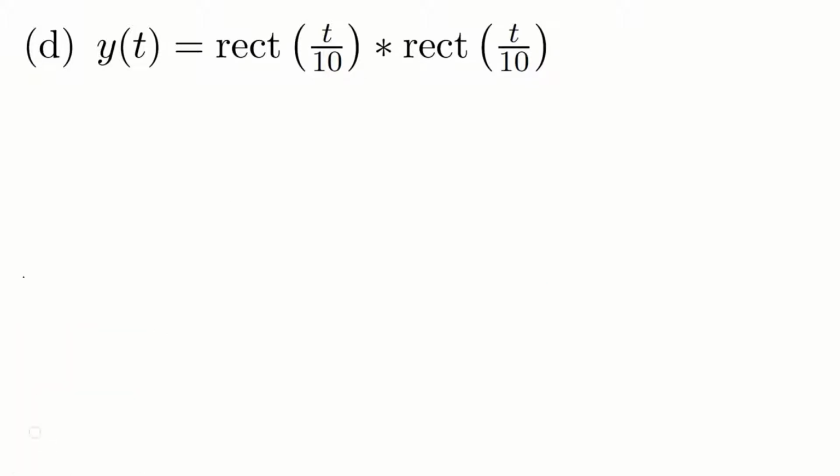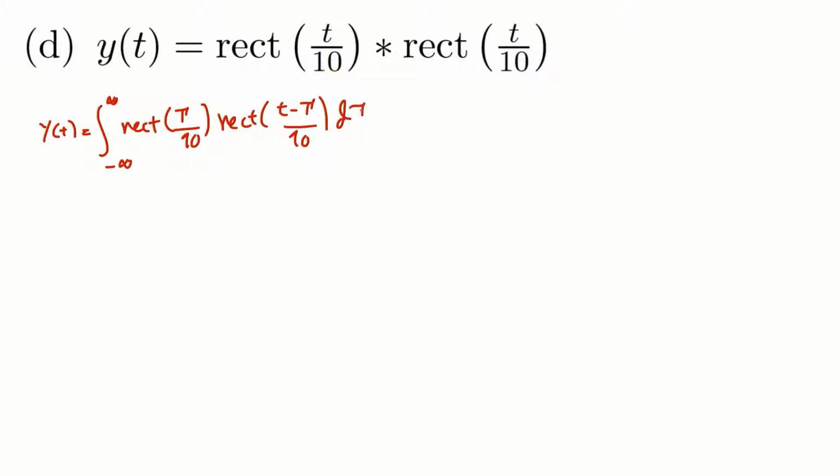and we know that this y(t) equals the integral from -infinity to infinity of rect of tau over 10 times rect of (t minus tau) over 10 d tau. Okay, so we have two signals, we have to calculate the product of these two signals from -infinity to infinity and calculate the integral. Let's first plot these two signals, this one and this one.